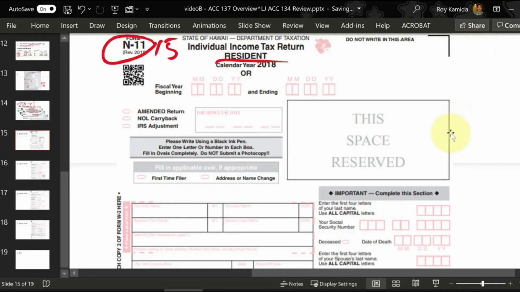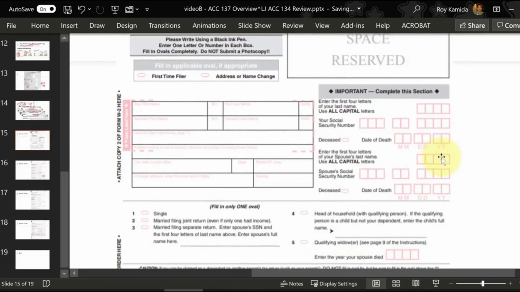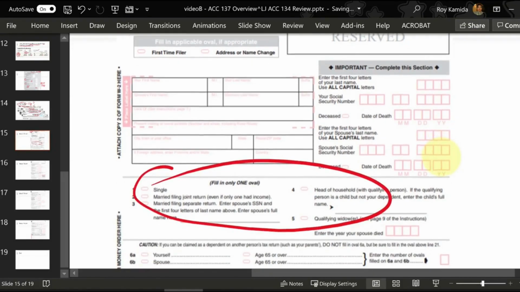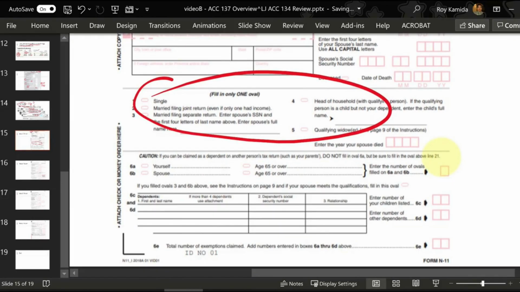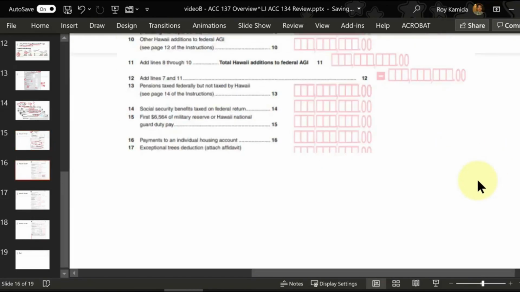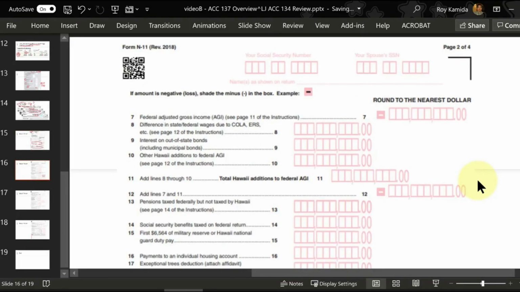So just like the federal, the first page has a lot of contact information, the same 5 filing statuses, dependent information. The first dollar amount is on the next page, page 2 of the 4-page N11 form. The first dollar amount is rewriting in the federal adjusted gross income. So in other words, you probably gotta have pretty much your federal return done before you can start on your Hawaii tax return. Then what we're going to do to this federal adjusted gross income is to add amounts that are not subject to federal tax but are subject to Hawaii tax laws.